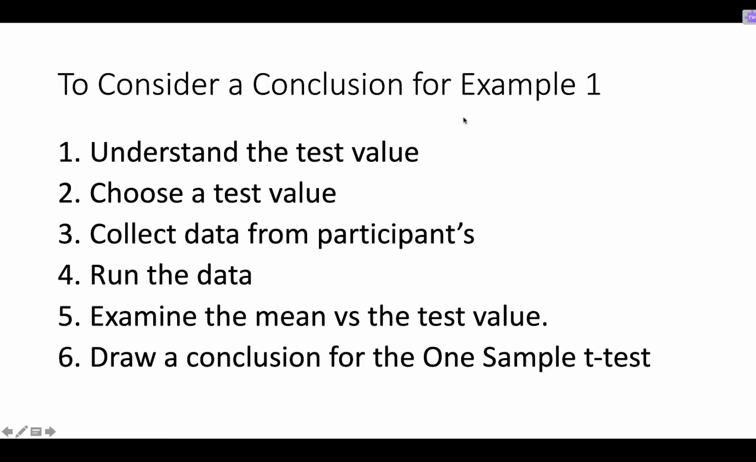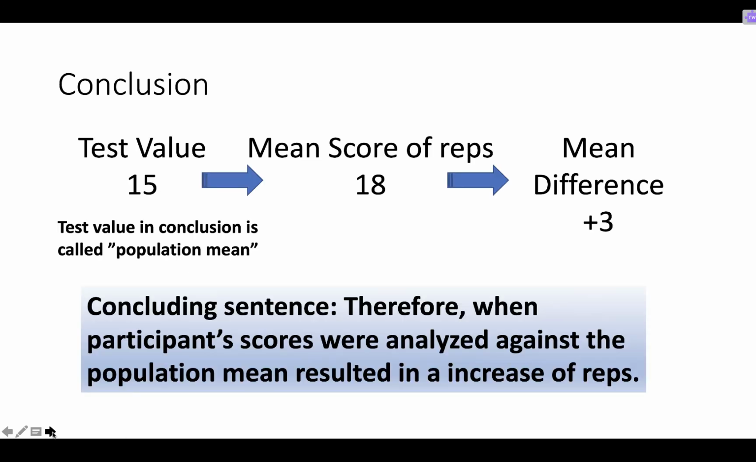Consider a conclusion for example 1. First off, you have to understand what the test value is. We're using 15. We chose that test value of 15, collected data from participants, and ran the data. We examined the mean versus the test value, and we draw a conclusion for the one sample t-test. The mean score of reps was 18, mean difference plus 3.